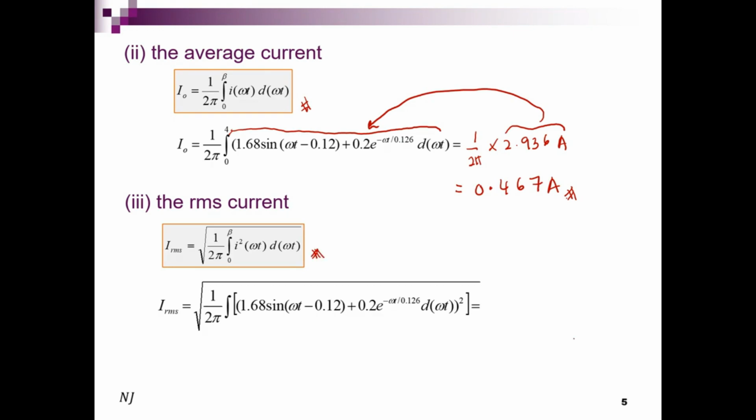Alright, and then for the RMS current, it is given by this formula. But again, you can just use your calculator. And for this one, I leave it to you as your activity. Okay, so I will check with you guys later.